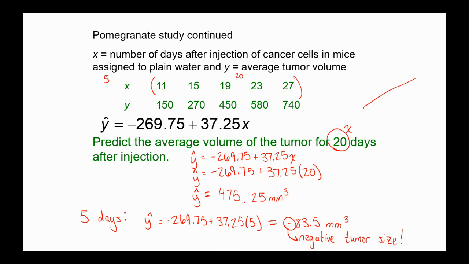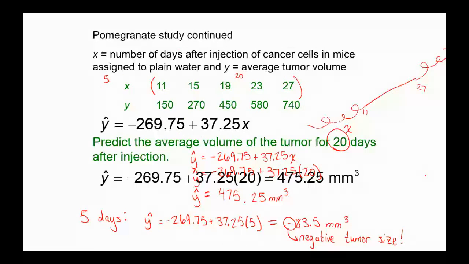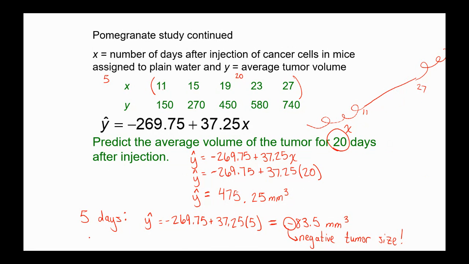Our line may look like this between 11 and 27, but then something like this could start happening above. I'm exaggerating, but hopefully you get the point. You could have something like that happen above and below. All we know is that between 11 and 27, we're good. You get outside that, it doesn't mean anything. As we saw by this 5 days, we have a negative tumor size.